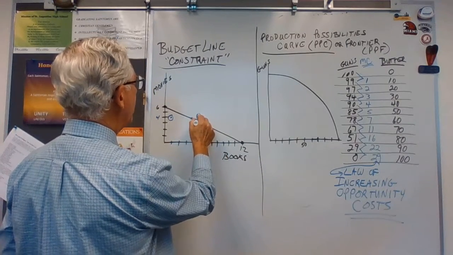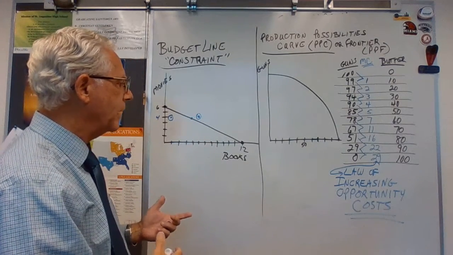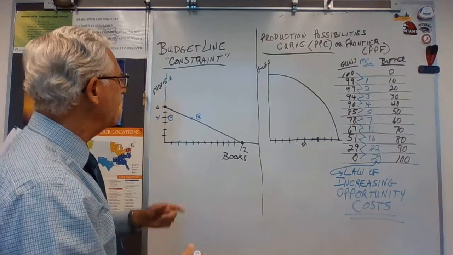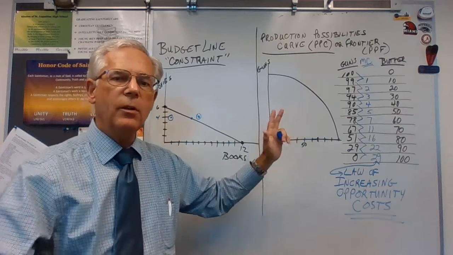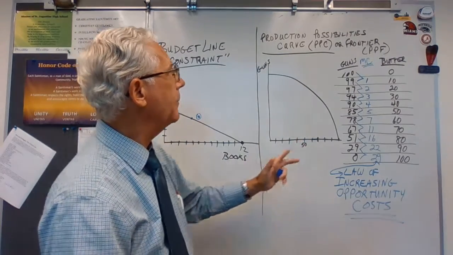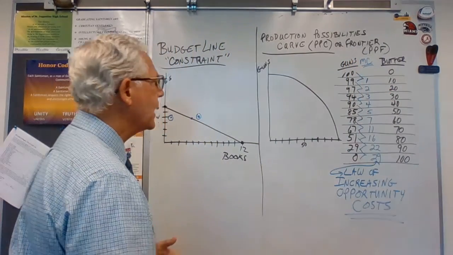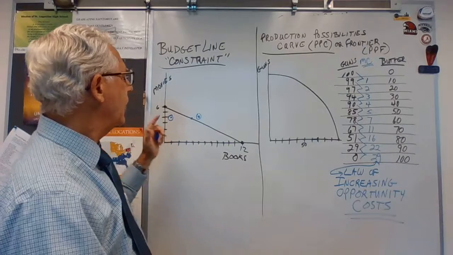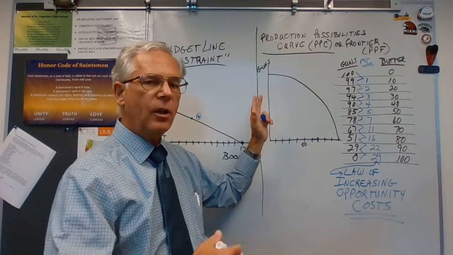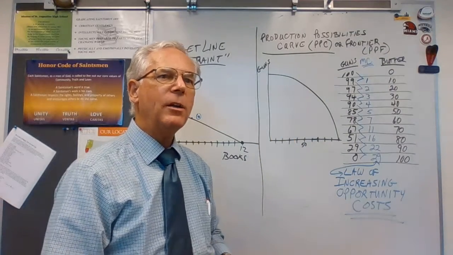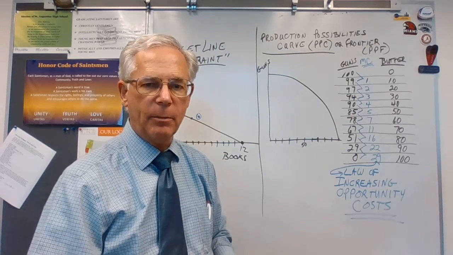This is an impossible point out here. You simply can't buy that many movies and that many books. You don't have enough money, okay? So that's why it's a constraint. Now, the production possibility curve is also a constraint, okay? A frontier. Frontier's another word for a constraint, okay? The difference here is that this is a consumer purchasing things with dollars, and this is a nation looking at what it can produce with its given resources: land, labor, capital, and entrepreneurship.